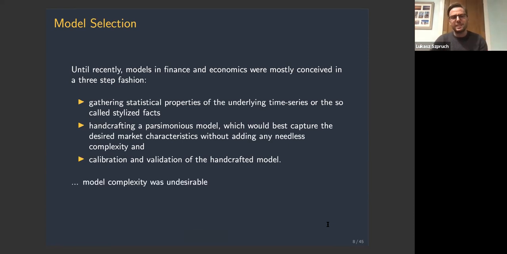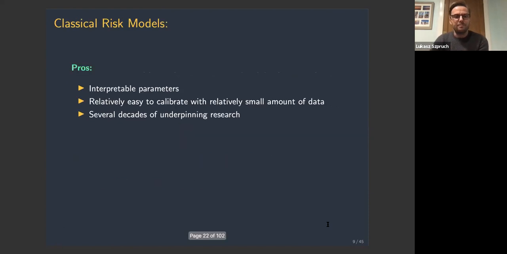And of course, model complexity wasn't desirable because the more parameters there are, the more expensive it is to calibrate them. Also, we always wanted to understand how things work. So, an advantage is that because the model you build is parsimonious, you understand your model quite well and the meaning of the parameters, and it is relatively easy to calibrate with a relatively small amount of data. And typically for those models, we understand the foundation behind them, either SDEs and sometimes risk models.